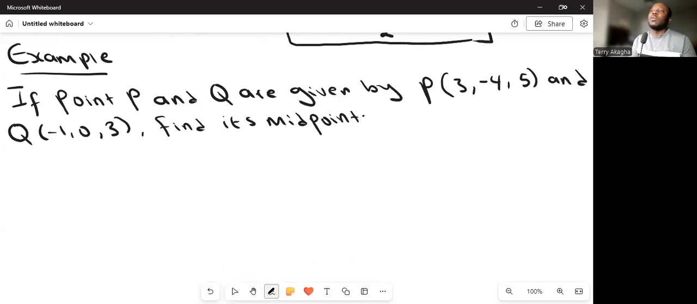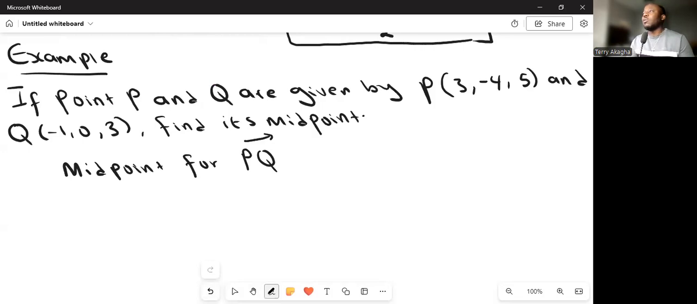Okay? So the midpoint, we're finding the midpoint now for PQ. For PQ or QP, right? Or P and Q, it does not really matter. So let's just say PQ. So we know that the midpoint for PQ, or in this case it can be QP, it does not really matter, will be equal to 1/2 (P plus Q).